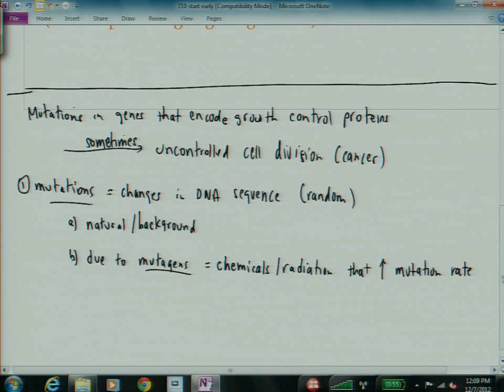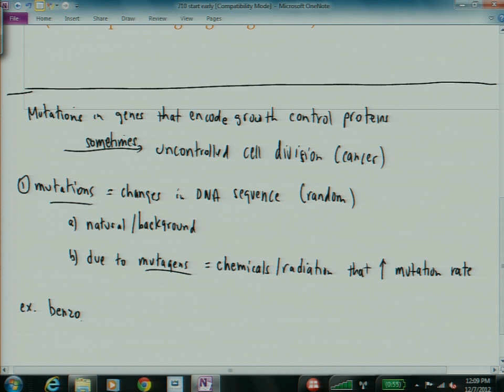How these work, an example of how they work. So an example is a chemical called benzo[a]pyrene. It's just a chemical name. We'll abbreviate that BP, just for short. It's found in cigarette smoke.